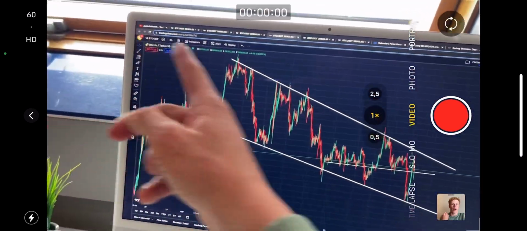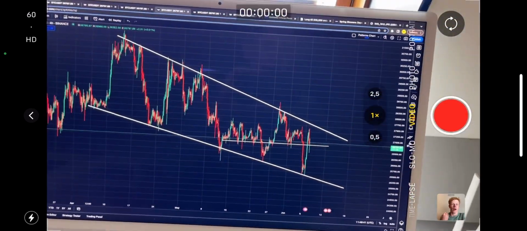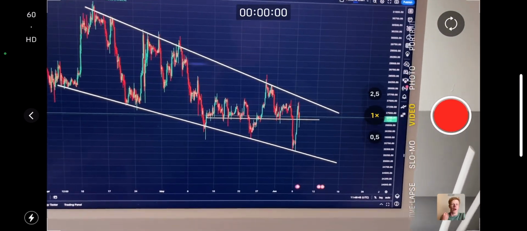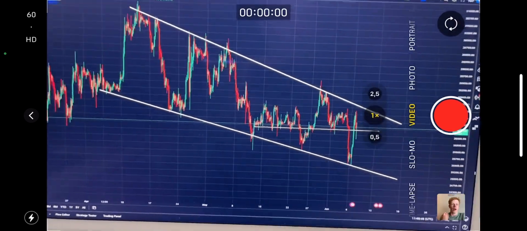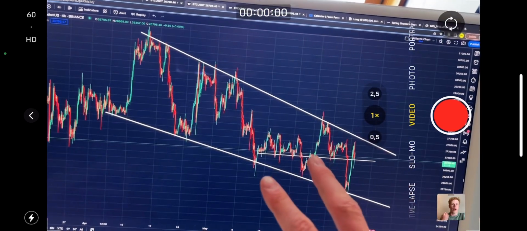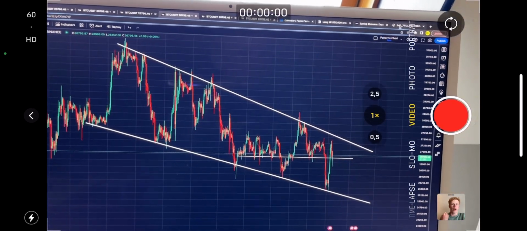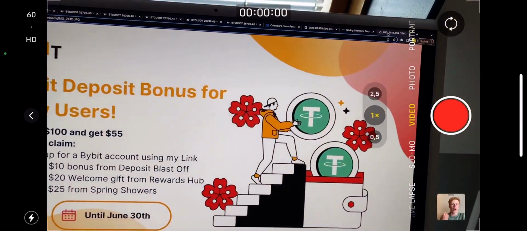Secondly, you need, of course, TradingView in order to see the chart, and you need a crypto exchange with low fees. If you don't have a crypto exchange yet, then you might want to use the first link in the description, for some reasons. Let me quickly tell you this before we jump into the chart and I show you how you can make those $100 a day.